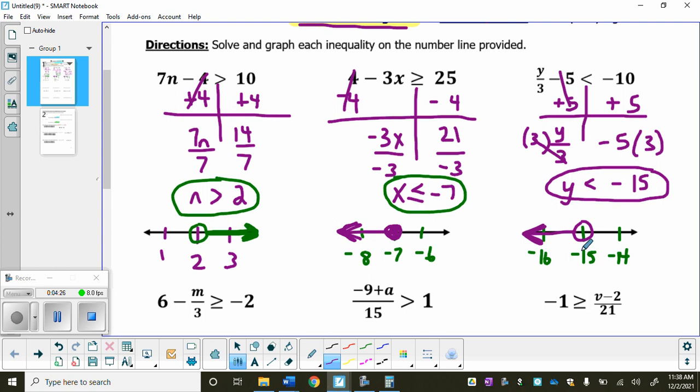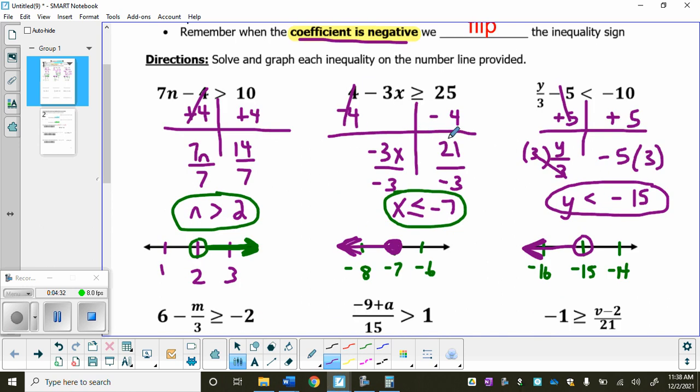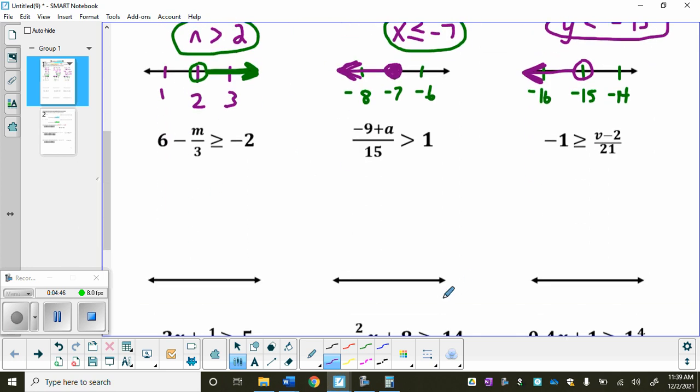So in this video, I just wanted to review with you guys how to solve the two-step and then when to flip. And now you can see we're really just putting everything together from how to solve with the equations. You know how to graph on the number line. So we're just kind of putting everything together, and you know when to flip if you have a negative coefficient or a negative denominator. So let's take a look at this one.